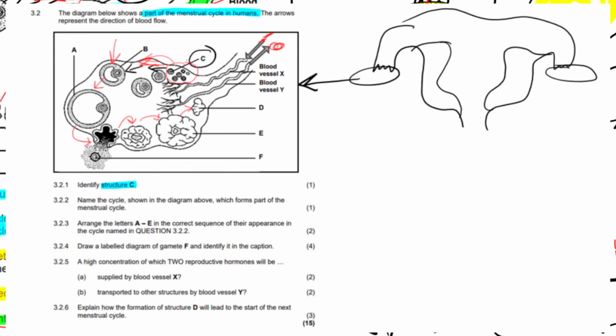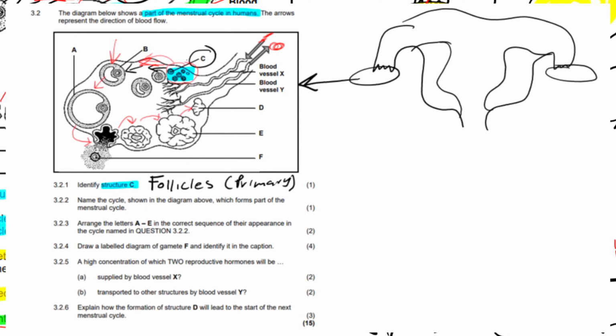3.2.1, we're told to identify what is structure C. As I've already indicated, structure C is the smallest of these balls. So remember that during the menstrual cycle, we can definitely see that this is the development of the ovum, right? So we always start with the follicles. So C is the follicles actually, just the follicles. You may call it a primary follicle because it is the smallest one. It is the smallest follicle before anything starts to happen, before it develops into an ovum. So it is too small.